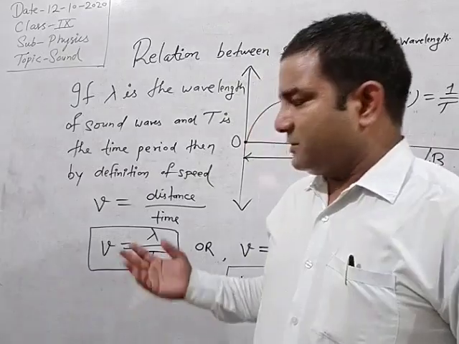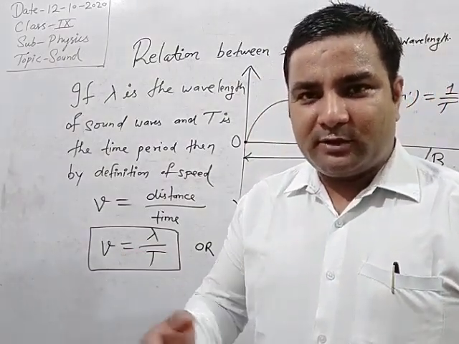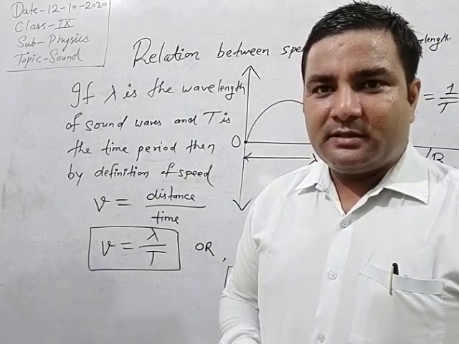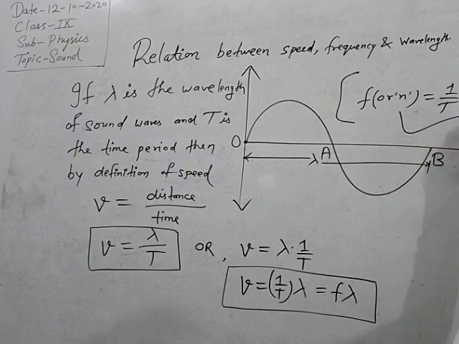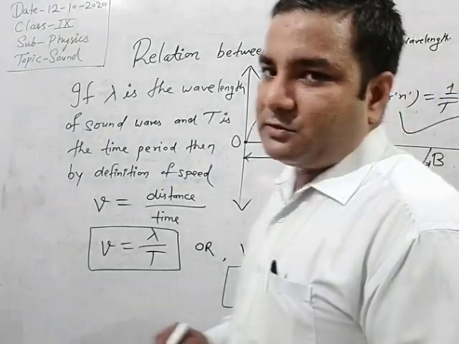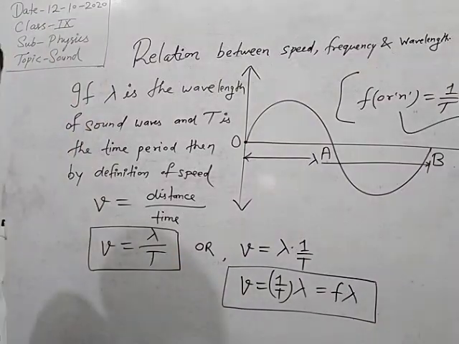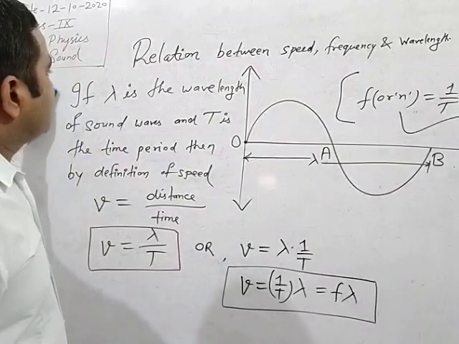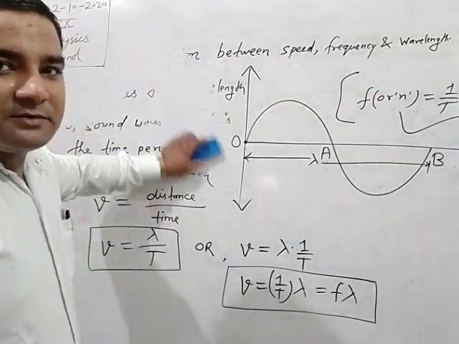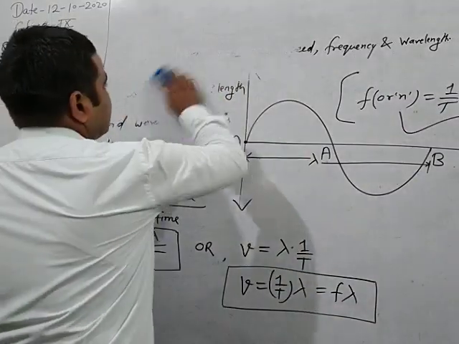If frequency is given and you have to calculate the time period, then by using f is equal to 1 upon T, you can solve for the time period. First of all, note down this one. After this, I am going to solve a single numerical based on both concepts.